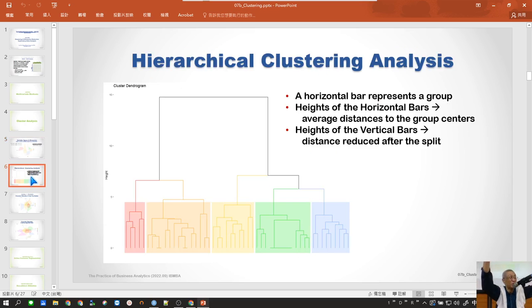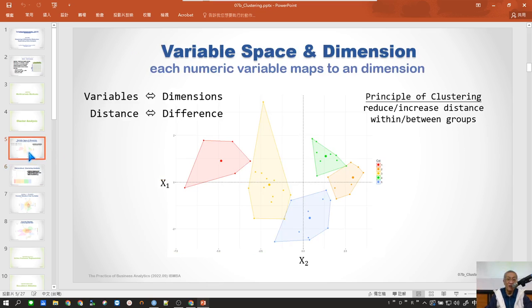I divide them into two groups. As you can see, after the division, the height of this horizontal line represents the average distance to the group center. If all of the points are treated as the same group, the center will be somewhere here, and because they are treated as the same group, the average distance to the group center is longer, isn't it?